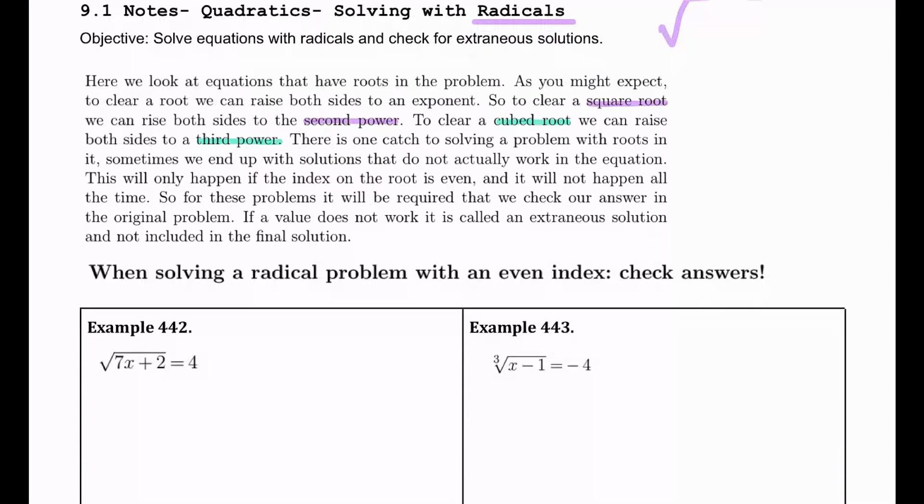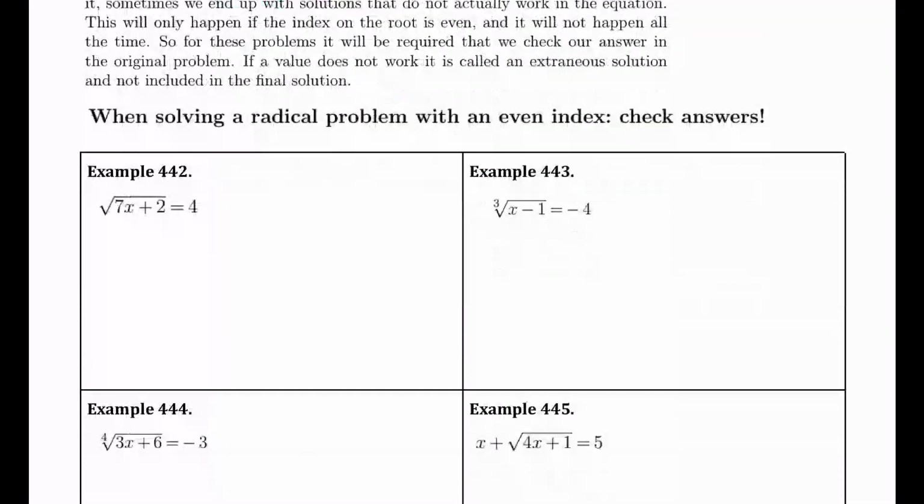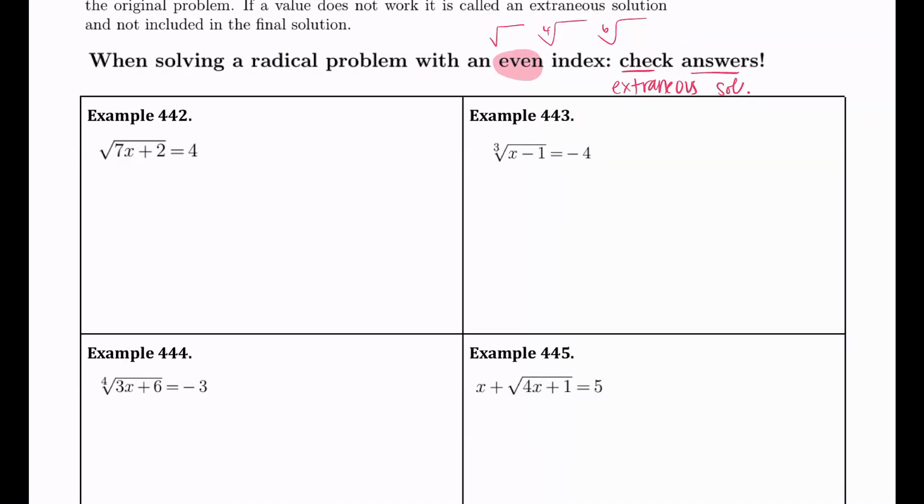One thing we do have to keep in mind as we're solving equations with radicals: if we have an even index, and by even index, I mean a square root, a 4th root, a 6th root, and so on, we have to check our answers because we might end up with what are called extraneous solutions. Basically those are solutions that we get that don't work in the original equation, so they're not actually solutions. Okay, so let's look at a couple of these problems.